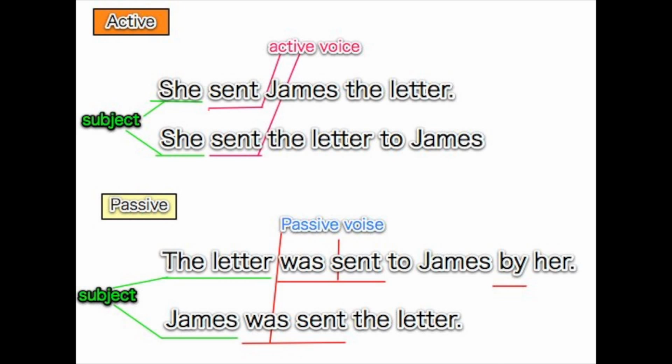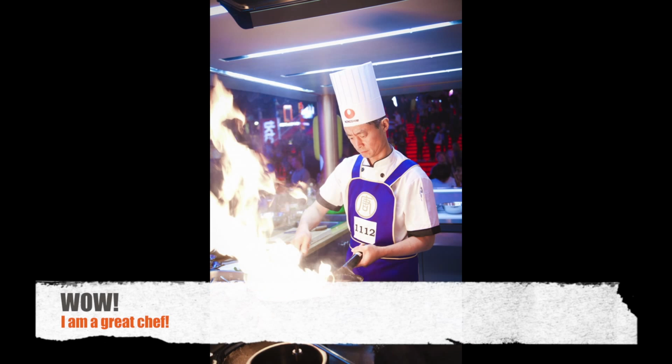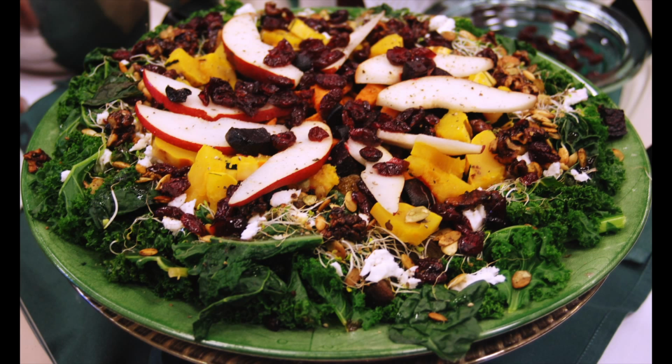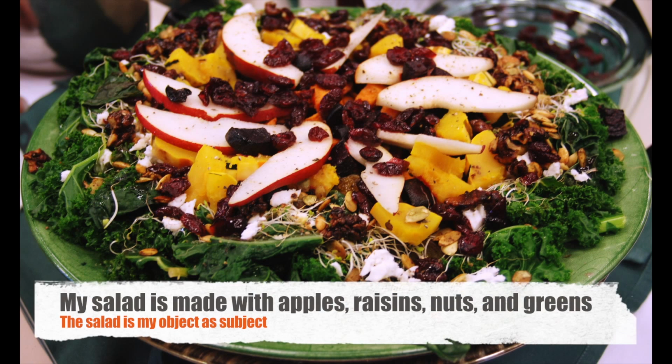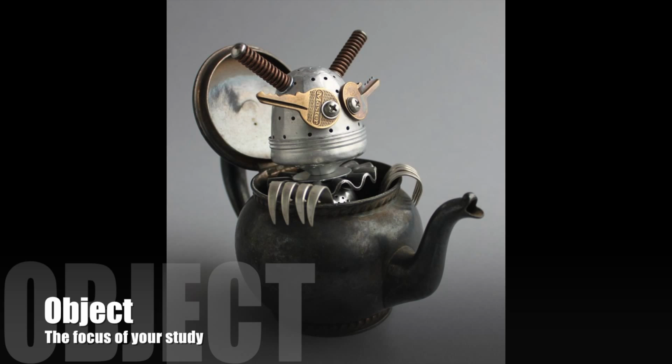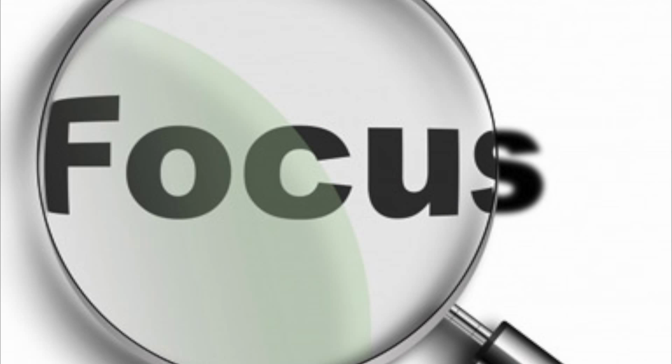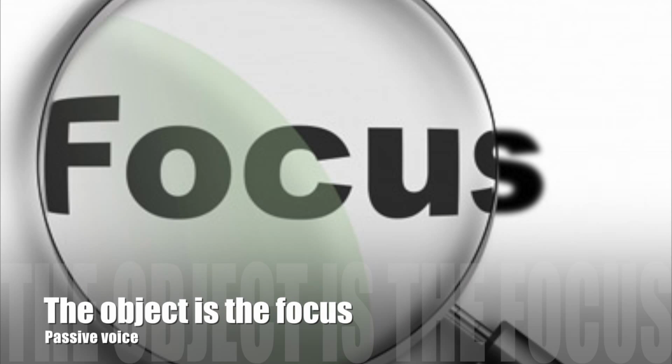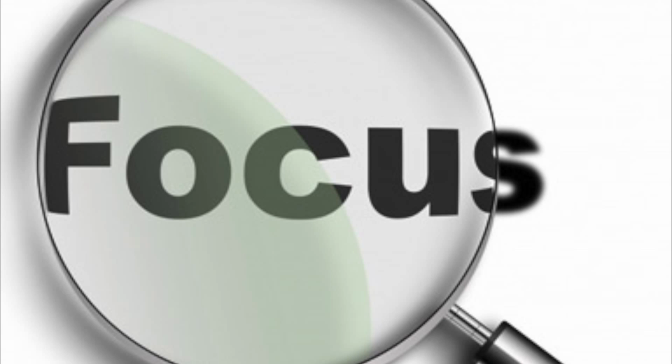Let's take me, for example. I could talk about what a great chef I am, but I want to talk about my food instead. My food is the focus. The passive is used when we want to talk about the objects. The objects are the focus. Let's look at some examples.